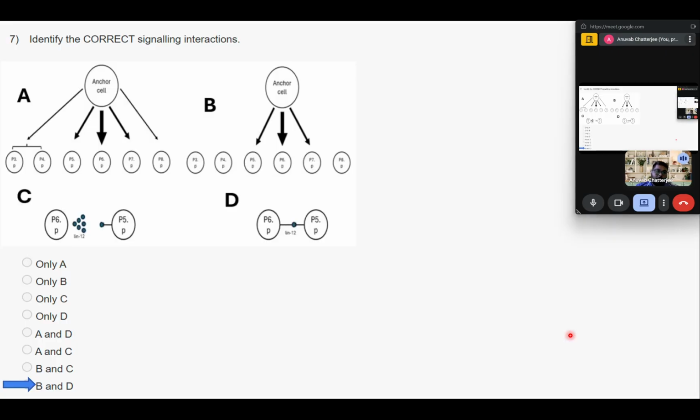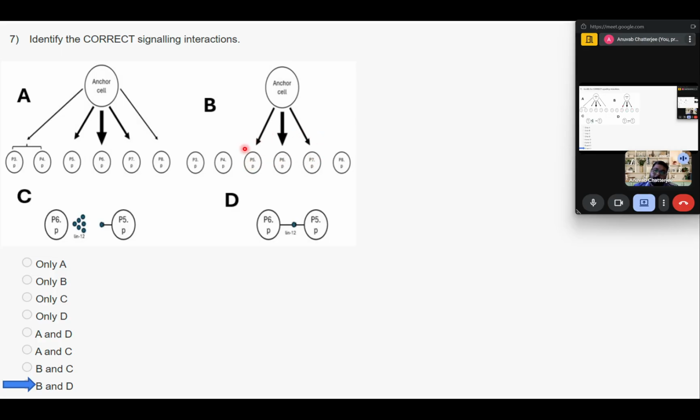Okay, now looking at the options, we have seen entire vulva development. The first thing shows that the anchor cell is sending out signals to every one of the cells. That is not true. It only sends out signals to the three in the middle. So B is the correct option.